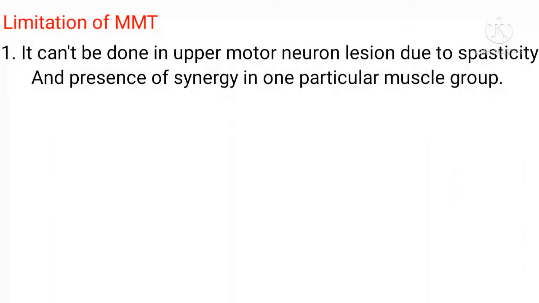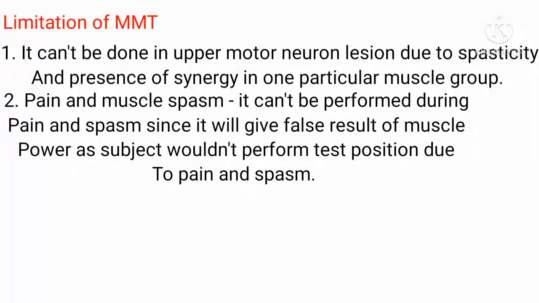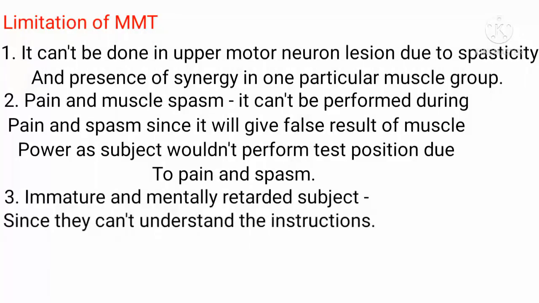Limitations of MMT. It cannot be done in upper motor neuron lesion due to spasticity and presence of synergy in one particular muscle group. Pain and muscle spasm. It can't be performed during pain and muscle spasm since it will give a false result of muscle power, as the subject would not perform the test position due to pain and spasm. Immature and mentally retarded subjects, since they can't understand the instructions.